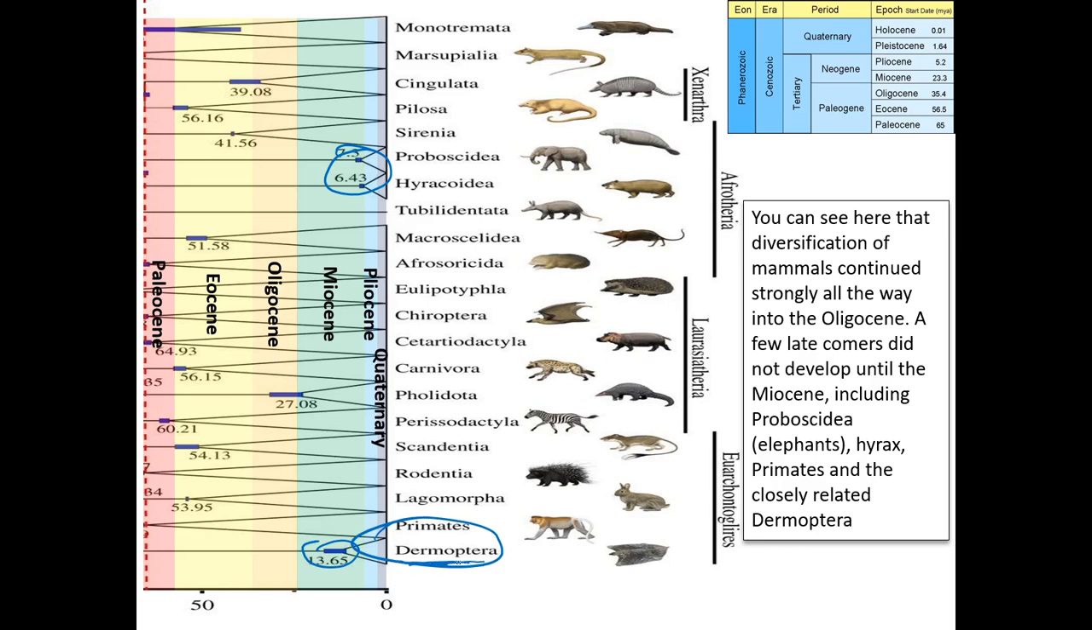Dermoptera: dermo means skin, ptera means wing. So these are skin-winged animals. They're very weird. There's not many of them around, but I'll show you some slides on this.